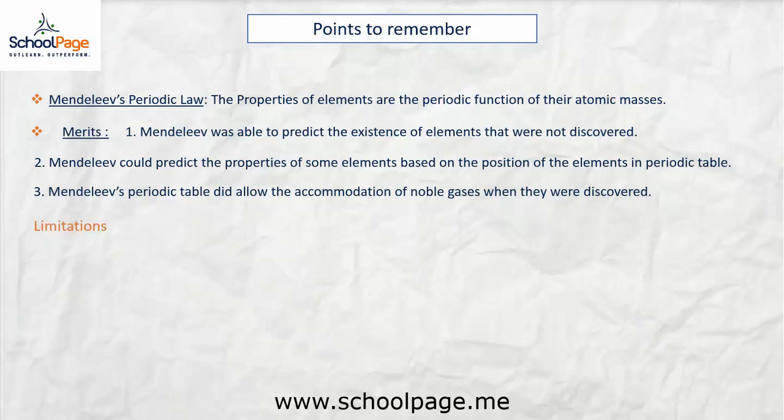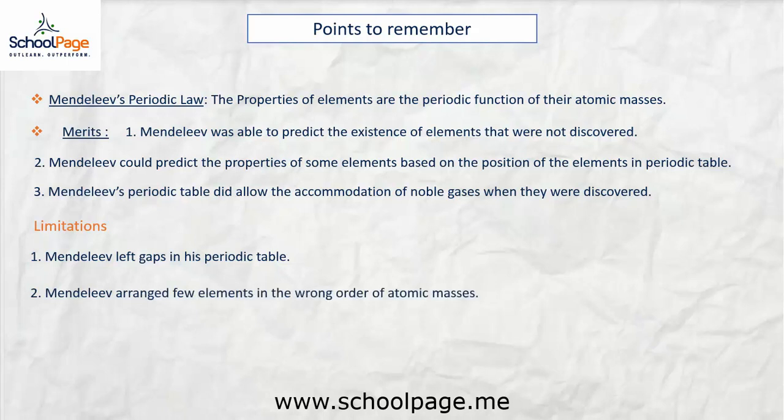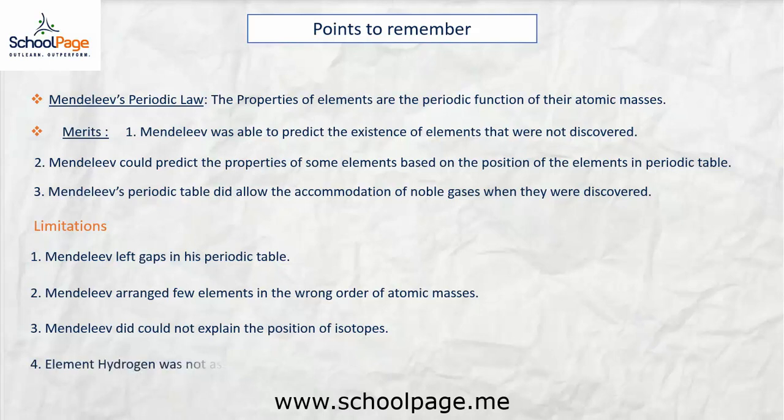Now let's move on to the limitation. Mendeleev did leave gaps in the periodic table, and he arranged few elements in the wrong order of atomic masses. We saw the example for that. Mendeleev could not explain the position of isotopes, and also he couldn't give a proper position to the element hydrogen. Though Mendeleev's periodic table had limitation, it is considered as one of the outstanding works in chemistry, and it is after his periodic table was proposed that the modern periodic table came to the existence. So the modern periodic table has its foundation in Mendeleev's periodic table.